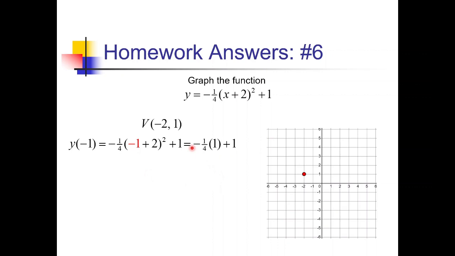-1/4 times 1 is just -1/4. Add that to 1, and we have 3/4. So we have -1, comma 3/4, which is right about here. And if I just reflect that over the line of symmetry that goes through that vertex, I get another point here at -3, comma 3/4. Those 3 points give me enough to graph the parabola, and I'm done with this one.